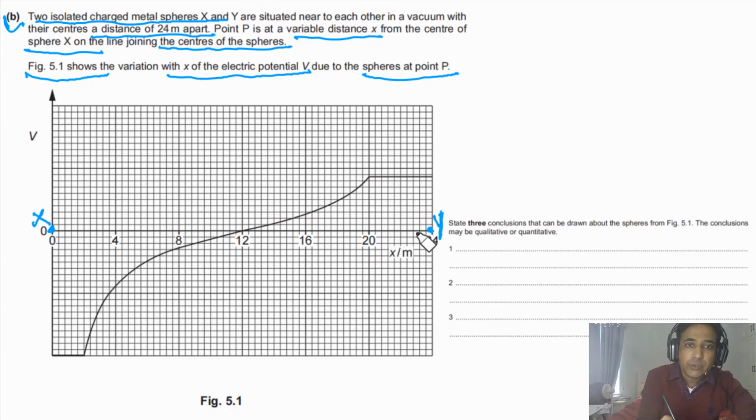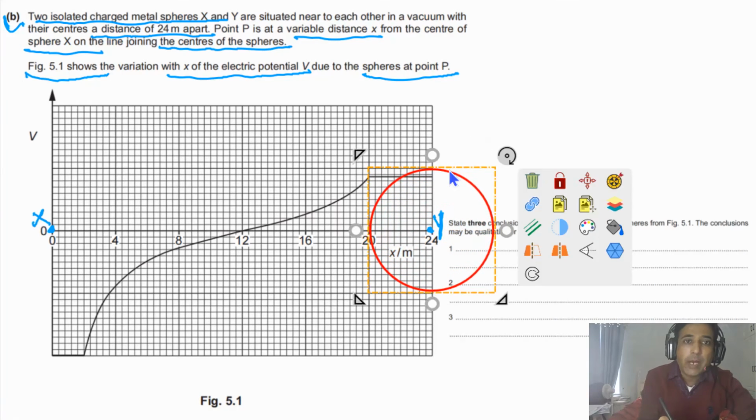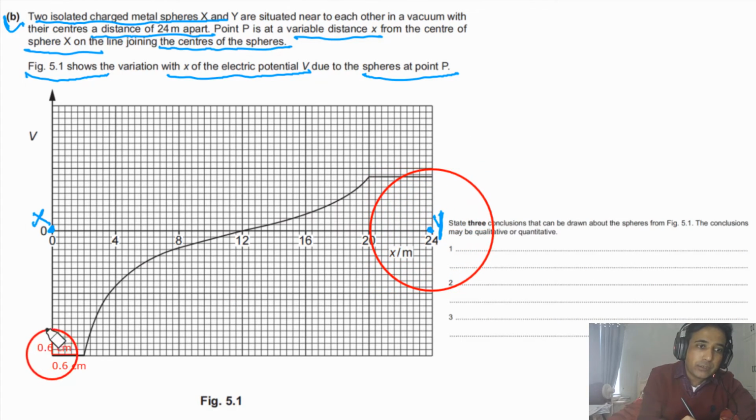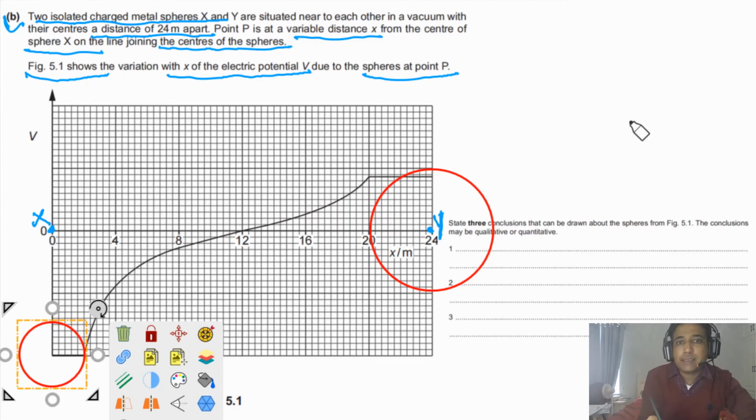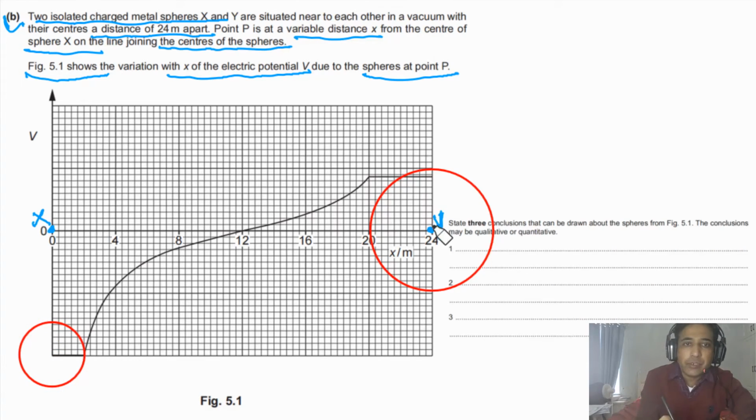Now first of all we can draw the spheres. So at this point, this is sphere Y. We can also draw here, this one is sphere X. Now from here we can find out the radius. So the radius of this sphere is 4 and radius of this sphere is 2. The radius of sphere X is 2.0 meters, because this unit is meter. So you have to be careful with units. So this is meters. And the radius of sphere Y is equal to 4.0 meters.